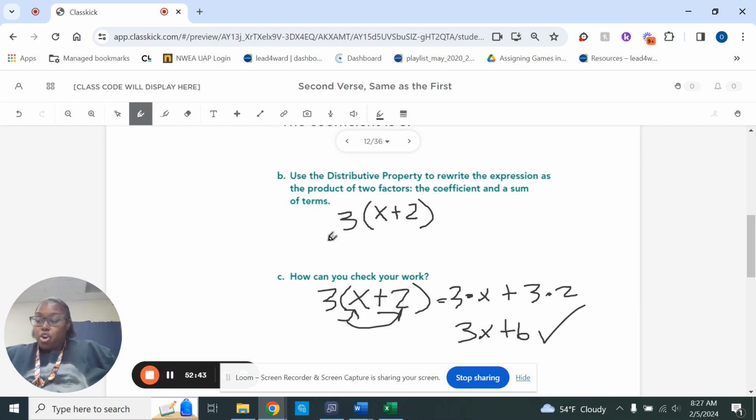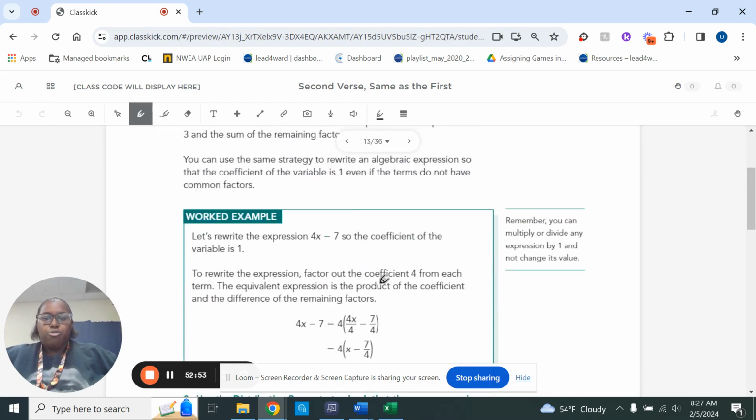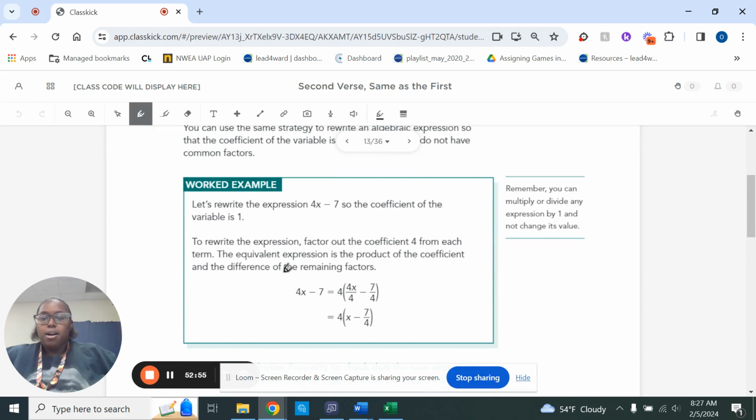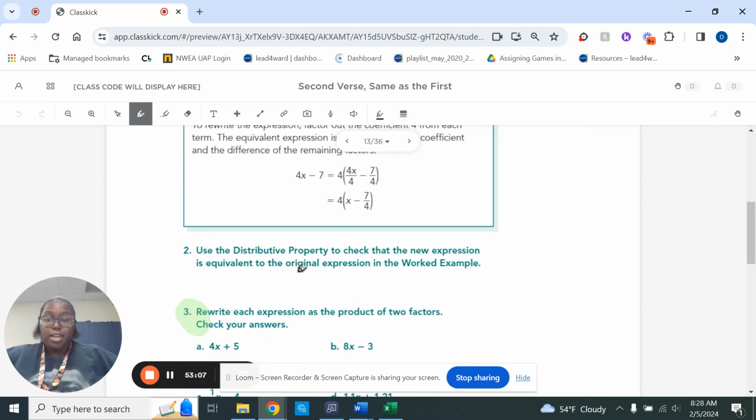All right, and on to the final page that I'm going to talk about. This just explains what we just did, so if you want to read it yourself. Here's an example of what we were doing, because like I said, factoring requires you to do division, which is the other side of the distributive property. If you can multiply it, you can divide it.